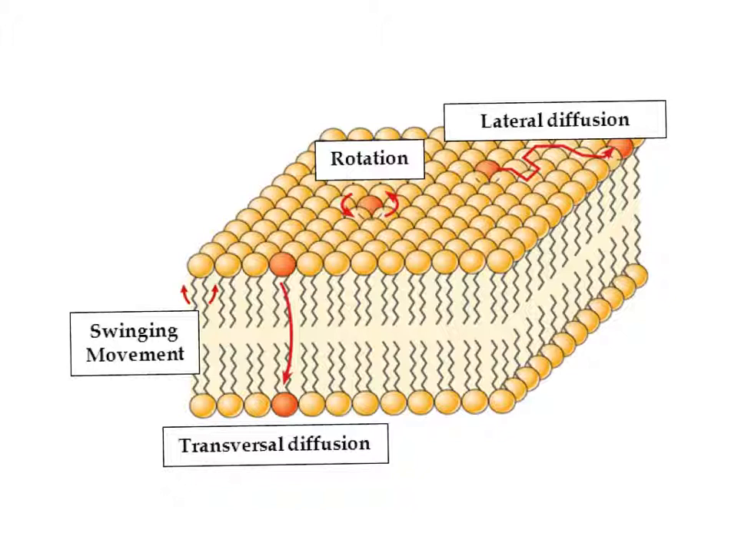4. Transversal diffusion, which occurs at low rates but is facilitated by enzymes including flippase, floppase, and even scramblase.